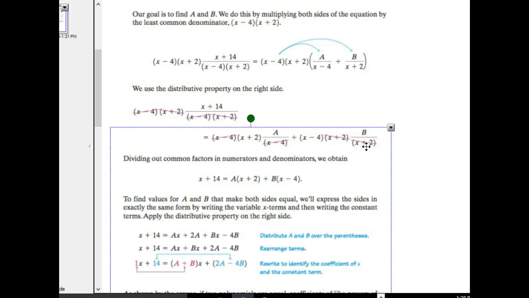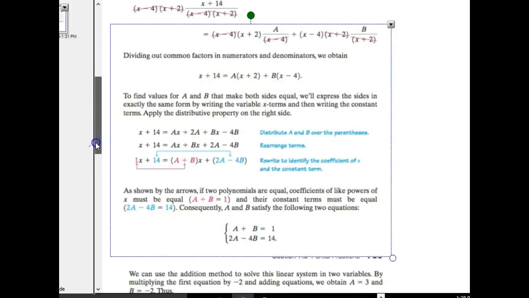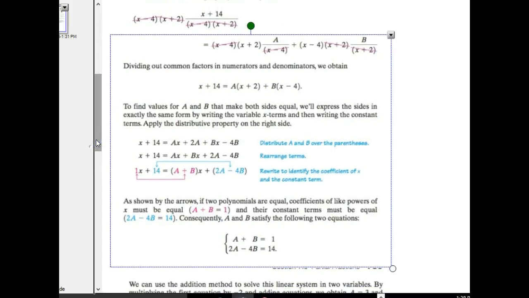All right? Now, as we progress on down from that, we end up with this equation right here. If I distribute all this out, this becomes ax plus 2a, and this becomes bx minus 4b. Now, if I get my x's together, I have ax plus bx, and then I have 2a minus 4b. The ax and the bx together become a plus b times x. All I did was factor out the x, and you're left with a plus b.